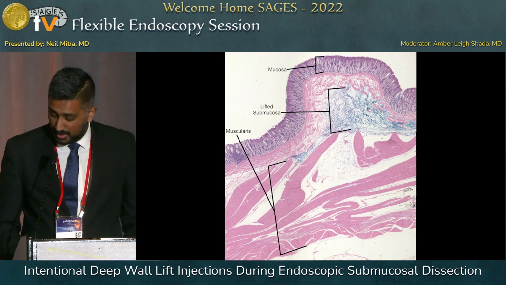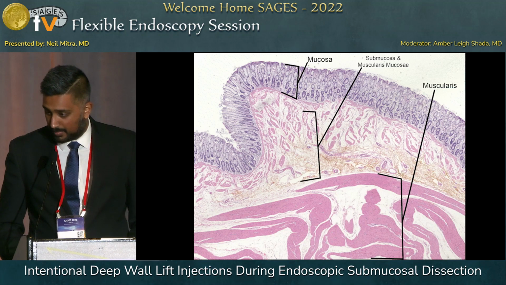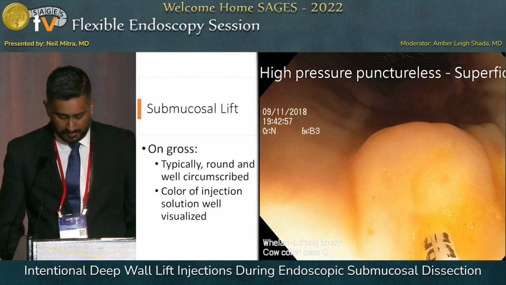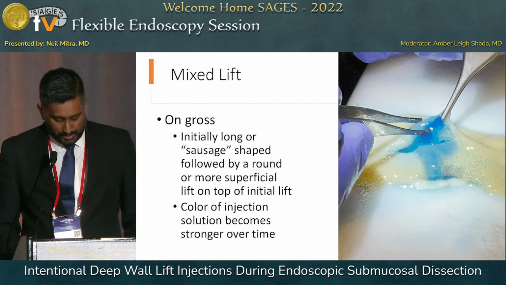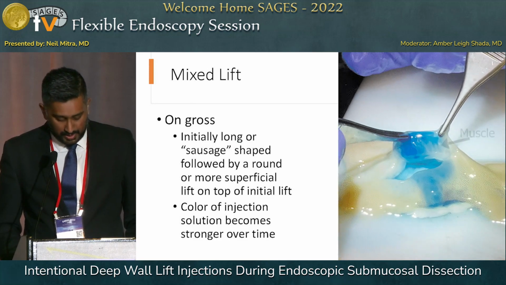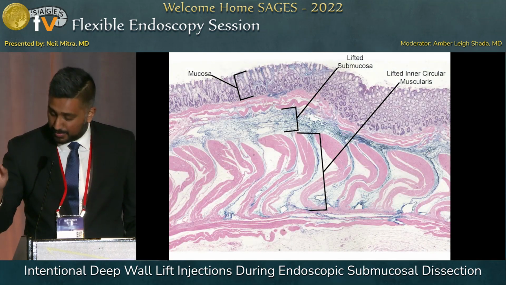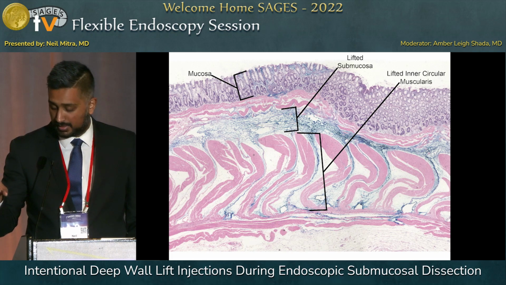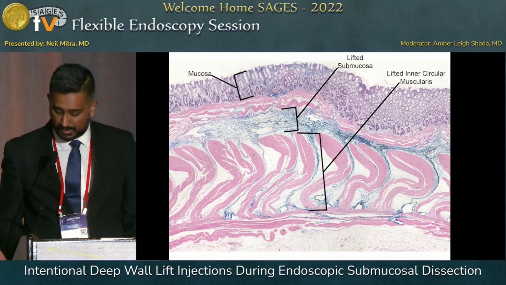And then I believe we have another example. Here's another example of the same; you can see the dye expanding the submucosal layer. Here on gross, we did a mixed lift. We see in the cross-section of the mixed and superficial lift the muscle fibers below the submucosal lift on gross, and then in the histological cross-section, you can see the dye present in both the muscular and submucosal layers.